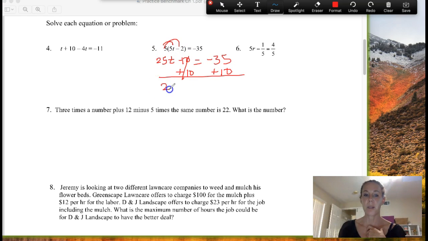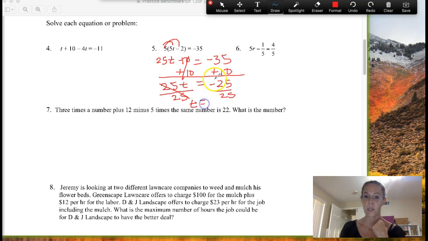And then I'm going to bring down 25t equals negative 35 plus 10. So I have negative 35 and I add 10, I'm going to get negative 25. Now t is over here and it's multiplied by 25, so the opposite of multiplication is division. Divide both sides by 25. That eliminates that. Bring down the t.